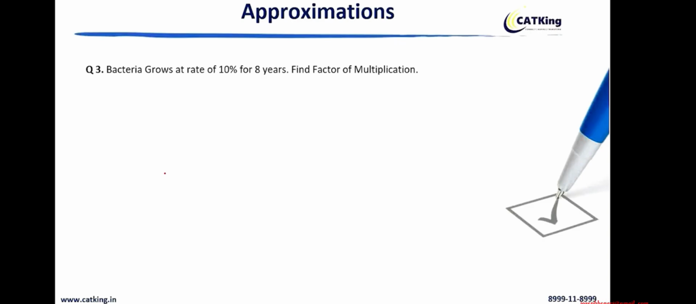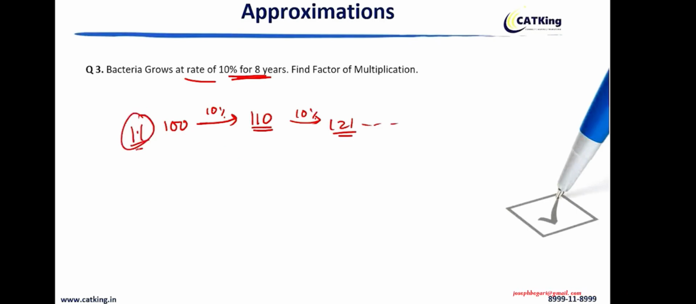Okay. Bacteria grows at a rate of 10% for 8 years. Find the factor of multiplication. Fine. So it grows at a rate of 10% for 8 years, correct? Say it was 100. It grows at a rate of 10%. It became 110. Again, it grows at a rate of 10%, right? And it became 121 and so on. So every time it is getting multiplied by a factor of 1.1, guys. Obviously 100 into 1.1 into 1.1, right? So what's the factor of multiplication? 1.1 to the power 8. That is what they are asking you to calculate.